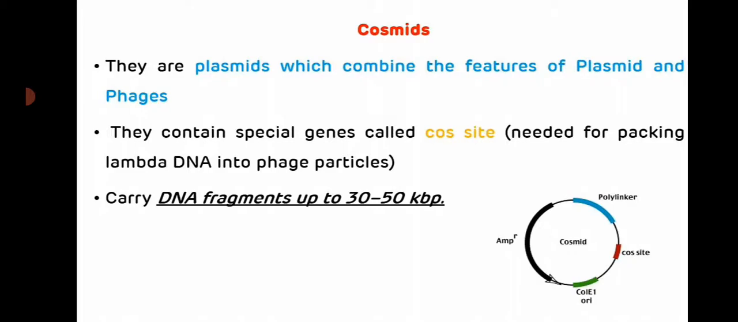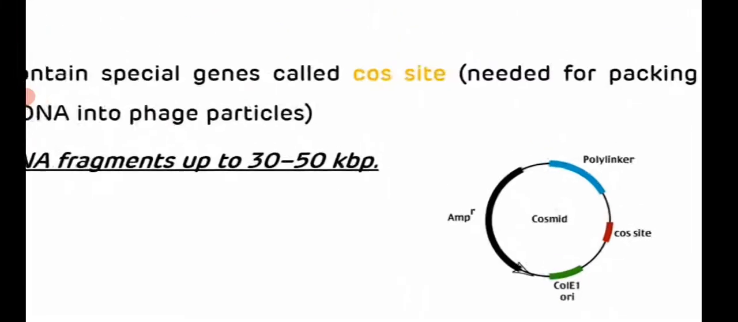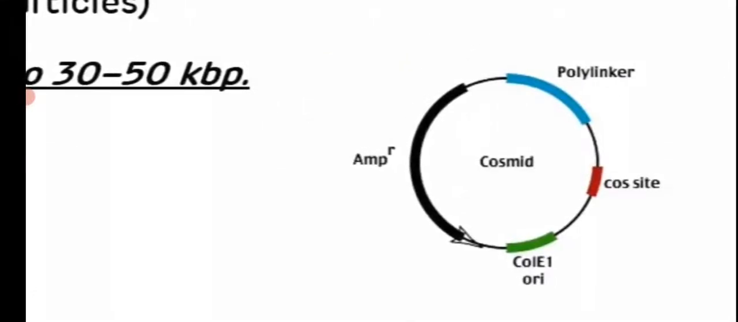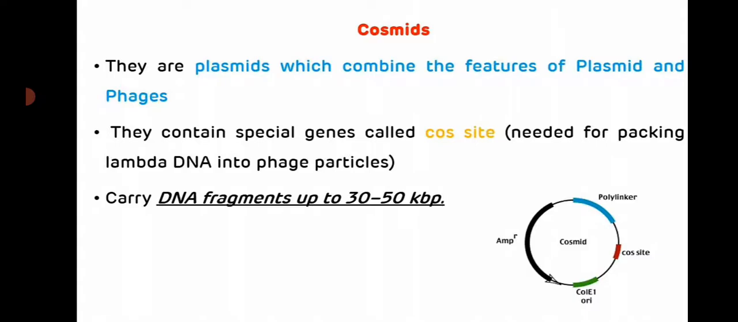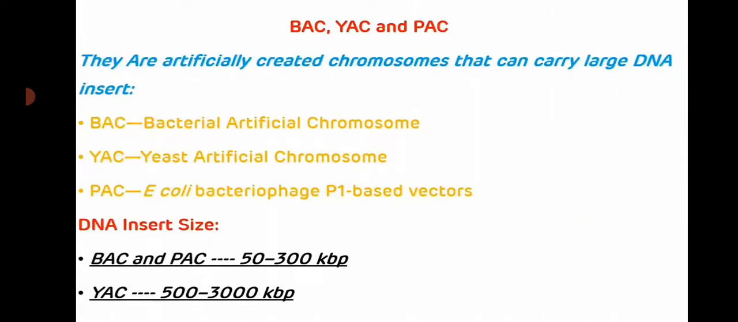Okay, so they carry DNA fragments up to 30 to 50 kilobase pairs, more than both the previous cases, more than plasmids or more than bacteriophages. The cosmids are capable of carrying 30 to 50 kilobase pairs of DNA. See, these are cosmids. Plasmids combined with the phages. They have cos site in particular, so they are called as cosmids.